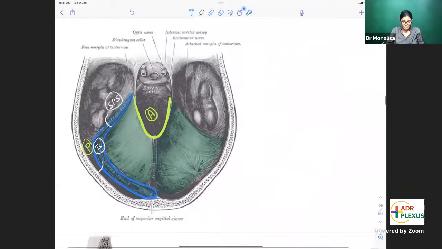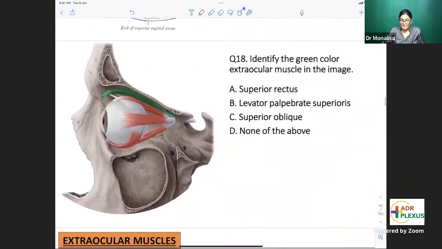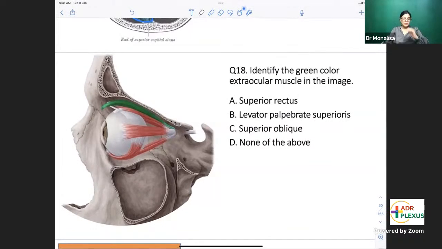Now let's move on to question number 18. Identify the green colored extraocular muscle in this image.